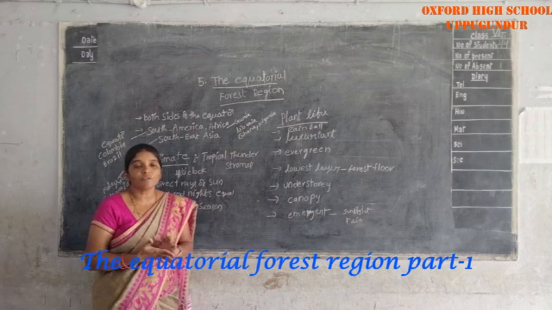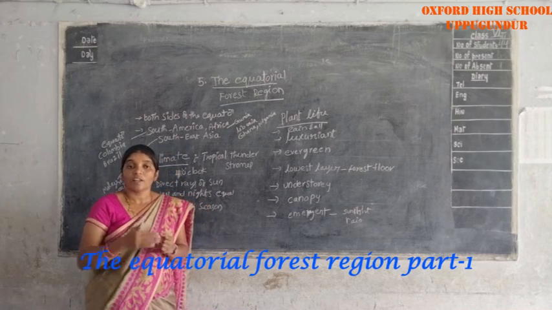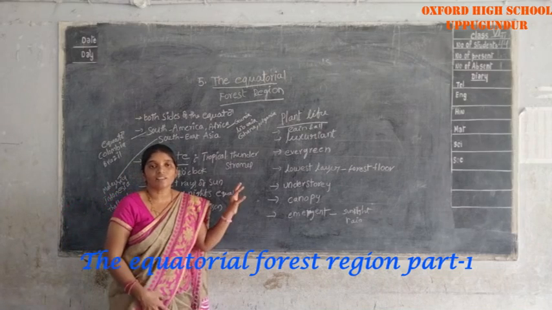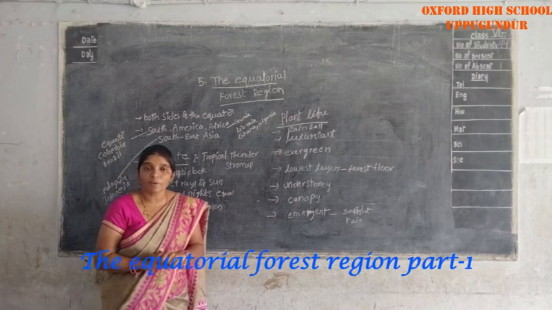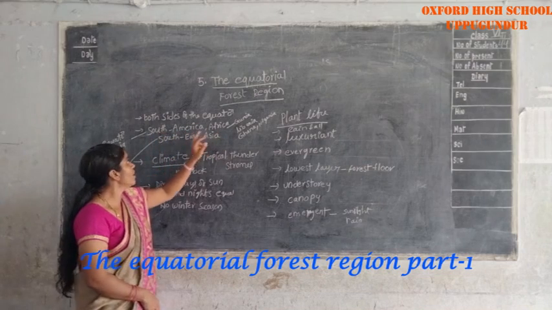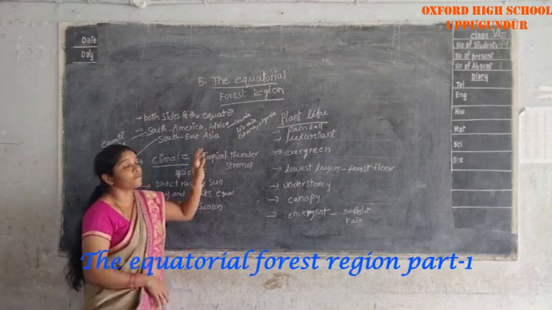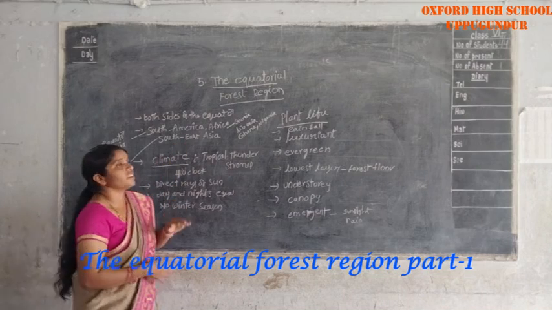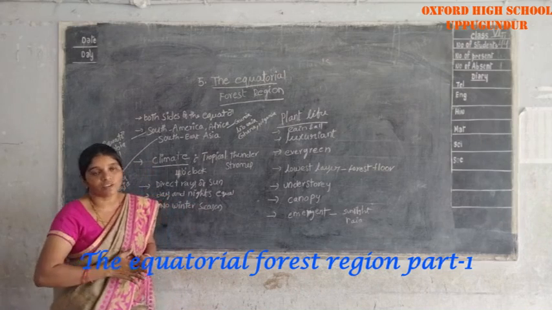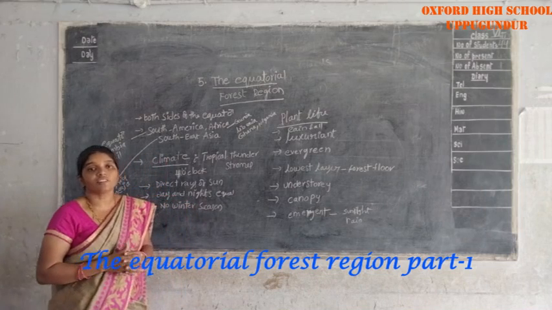This equatorial forest region has some important places and continents. What are they? South America, Africa and Southeast Asia. Also in the continent Australia, more parts of Asia, the southeast part of Asia. These are the continents in the equatorial forest region.